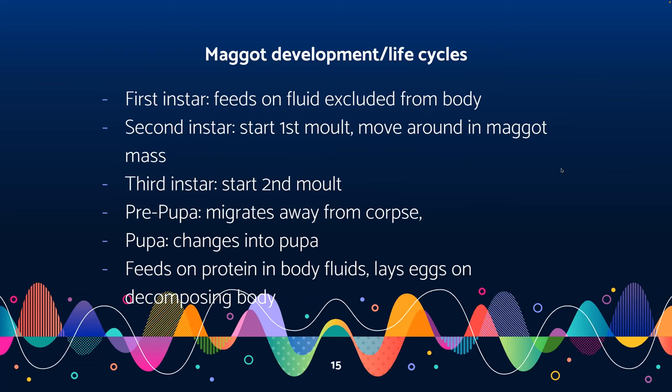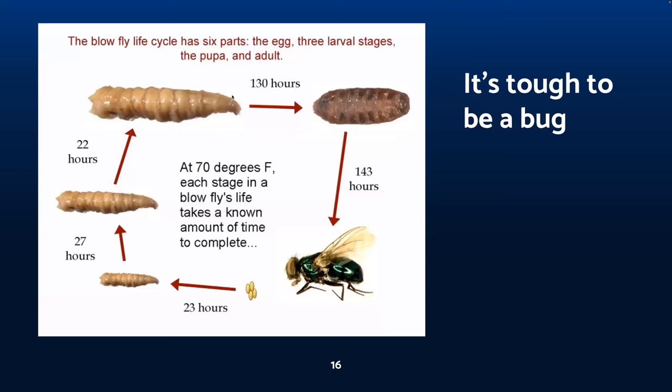All right, so one important thing is maggot development, or the life cycle of a fly. What this helps with is that you can figure out the PMI, again, post-mortem interval, based on how old the flies that you see are. So first is the first instar. By the way, I should probably show this first. So this is the life cycle of a bug, right?